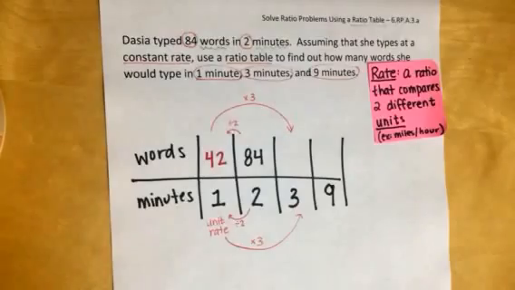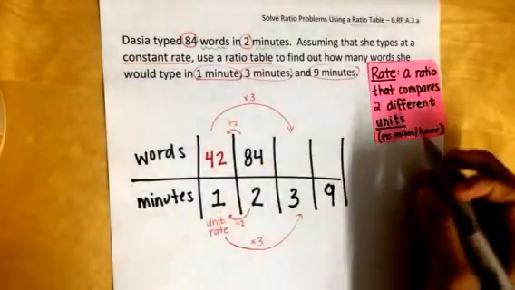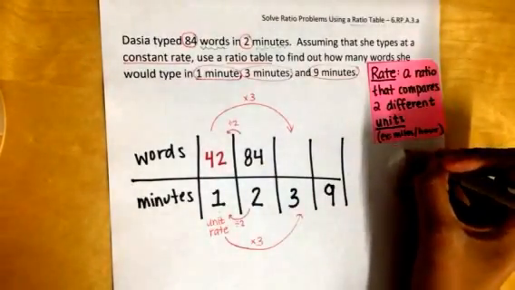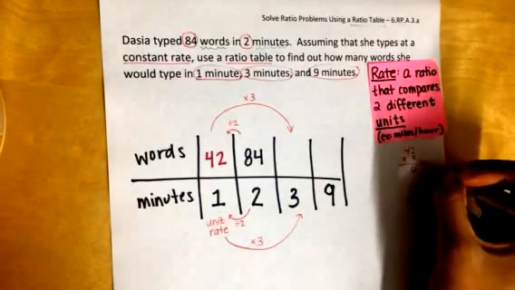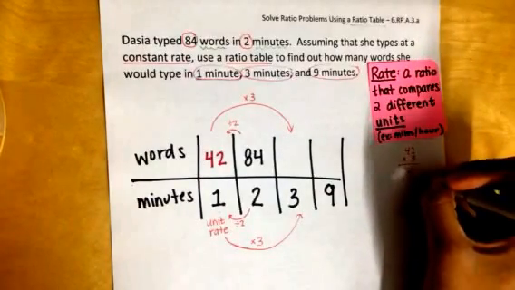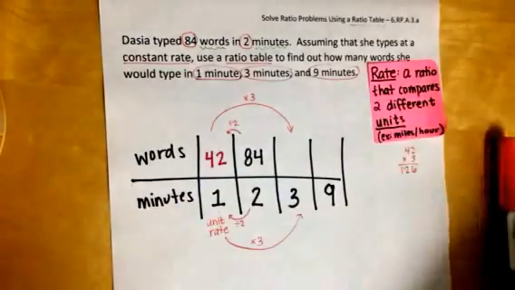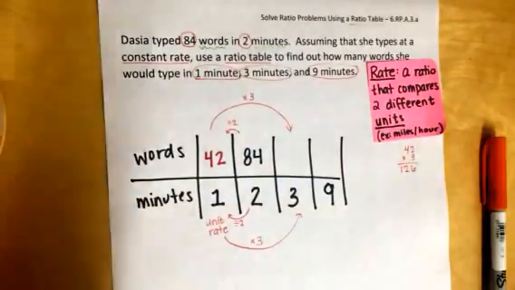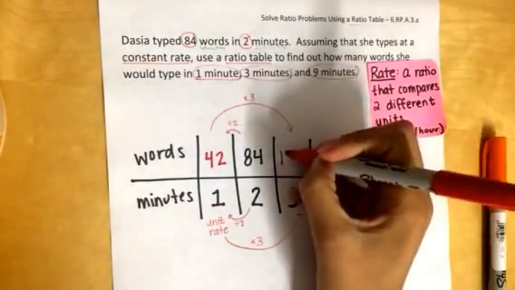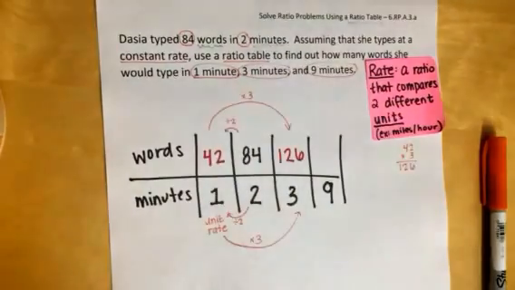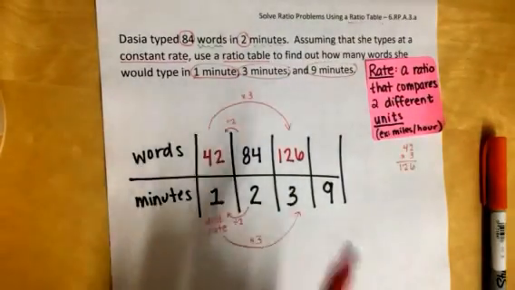Since I don't know what that is, I'm not going to do the math right here. I'm actually going to move off to the side and set up an area to do my scratch work over here. So I have 6, and 3 times 4 is 12. That means in 3 minutes, she can actually type 126 words. And now we're just missing one piece of information.